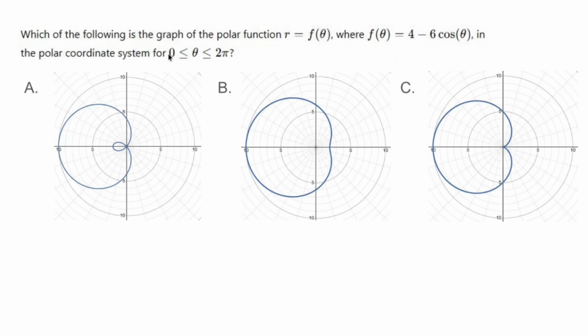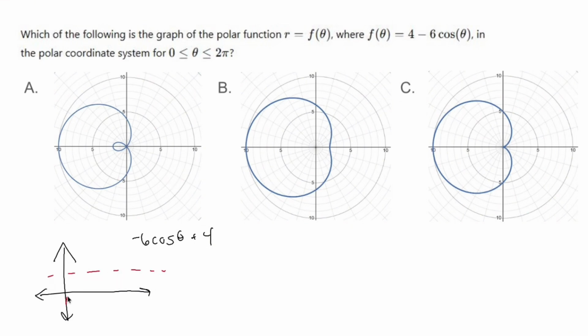Which of the following is the graph of the polar function r equals f of theta, where f of theta is 4 minus 6 cos theta in the polar coordinate system for theta in between 0 and 2 pi. All right, I like to compare these to the actual graphs of these guys. So I'm going to compare this to the graph 4 minus 6 cos theta, in other words, negative 6 cos theta plus 4. Now that plus 4 tells me I have a midline of 4.